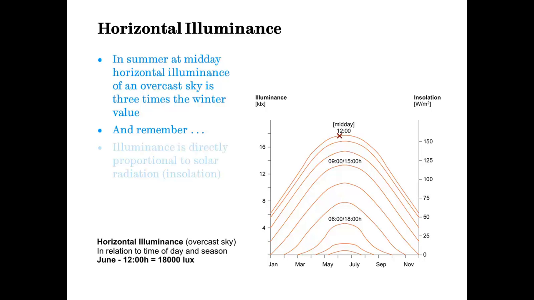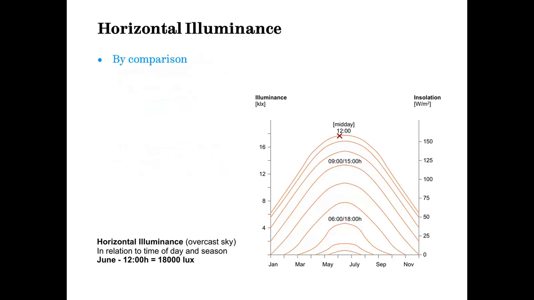And as I said, remember that the illuminance is directly proportional to the solar radiation. So as a designer, it's really important to understand that in summer, if you're getting 3 times the level of illuminance, you're getting 3 times the level of heat from the sun. Okay.